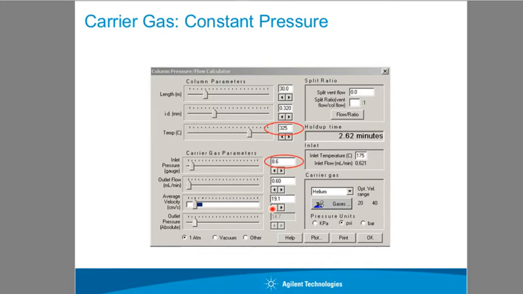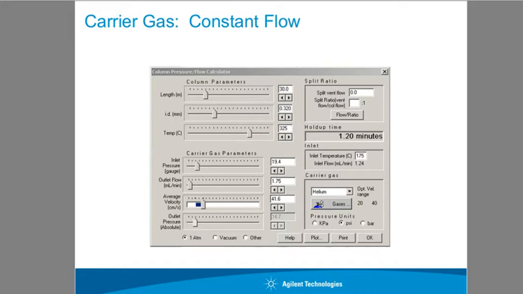So as you go up, things start to slow down. This can be beneficial if you have eluters that are very tight, maybe not quite baseline resolved. Maybe switching over to constant pressure mode will help because things will slow down a little bit, and maybe they'll actually be able to separate throughout the run. Again, your run time is going to increase, but that may be okay depending on what your needs are.